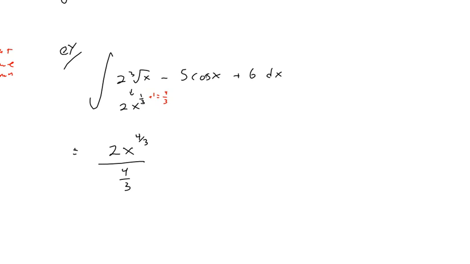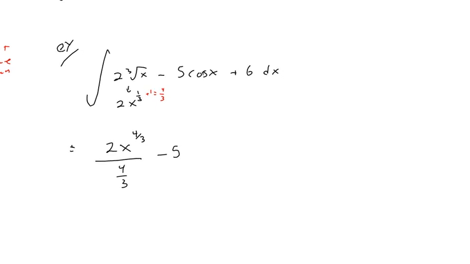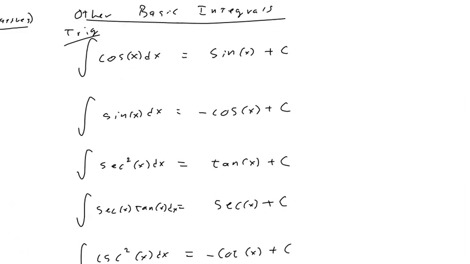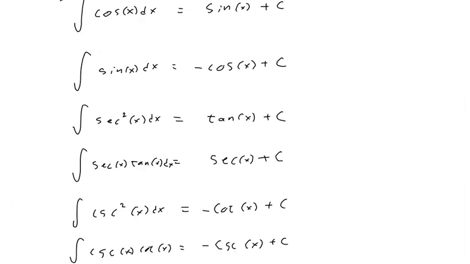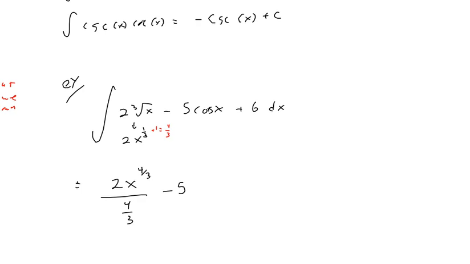Well, the 5 is going to stay. So it's going to be minus 5. Integral of cosine, what equation gives me a cosine? The derivative of what gives me a cosine? If I look at my rule, integral of cosine makes sine. So this is going to be minus 5 sine of x. So I change my cosine to a sine, right?